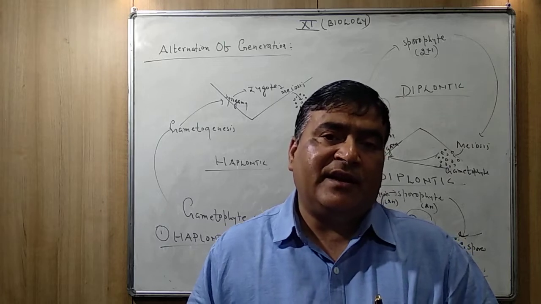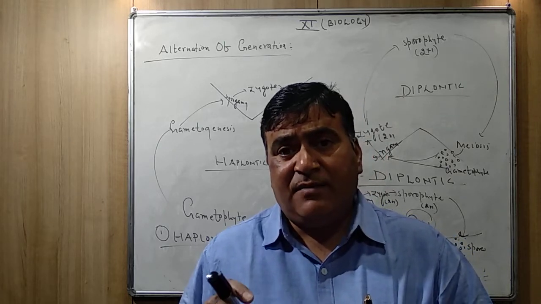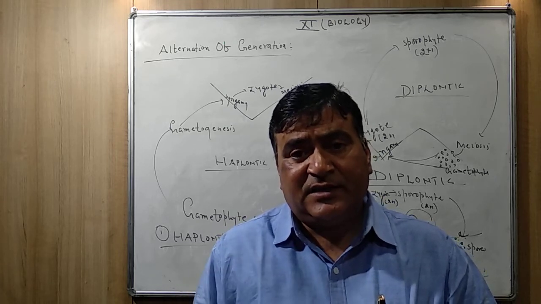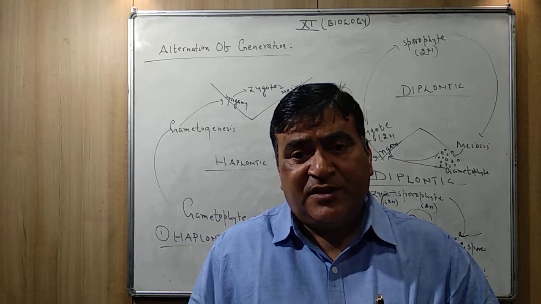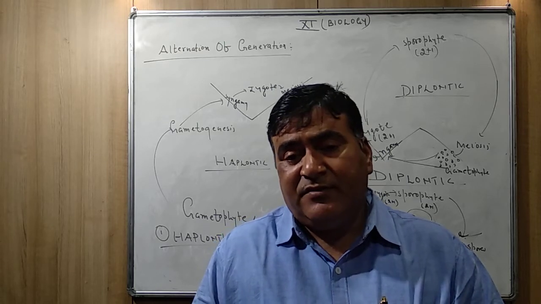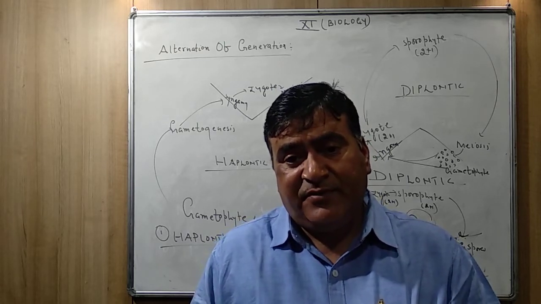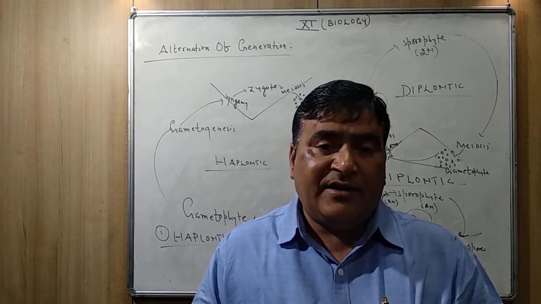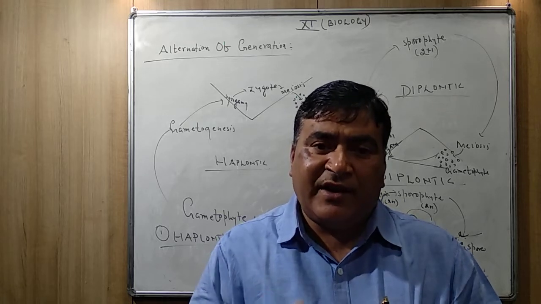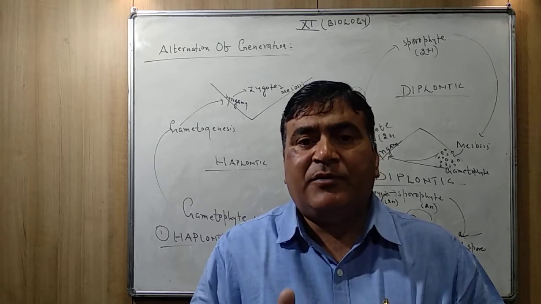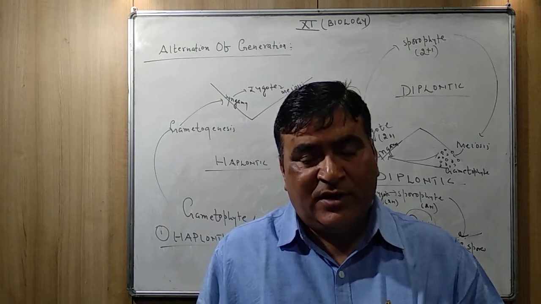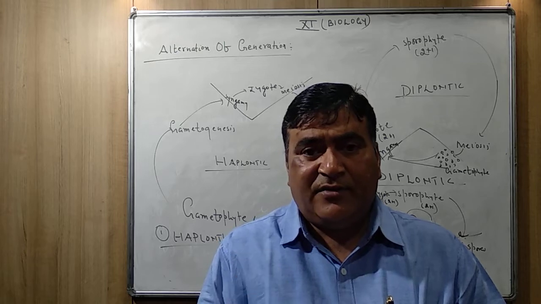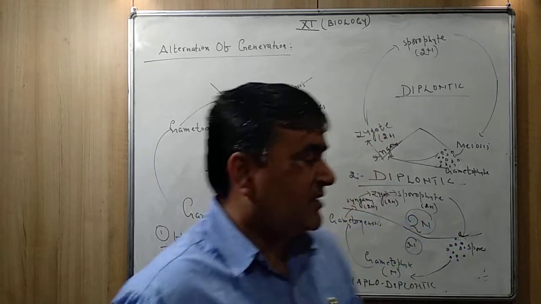Overall, you can say that in the Haplontic life cycle, the haploid stage comes for the maximum duration. It is the dominating stage. It is the stage in which photosynthesis and vegetative growth take place, and the diploid stage is confined only to the zygote formation, and that zygote is made up of a single cell. You can see the diagram here.